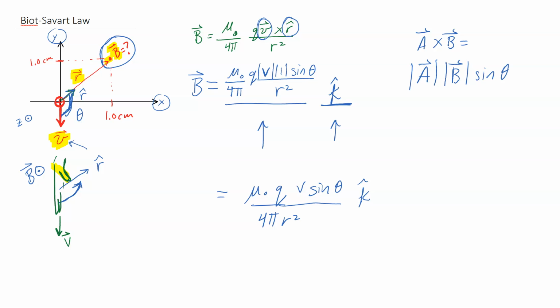Now to solve this problem, you would have to find a few things. You'd have to find the angle theta here as drawn in the image from the vertical up to that vector. You would have to find the length of the r vector there. You would have to be given the charge and the speed of the particle, and that's it. Everything else is constant. So that's how you use the Biot-Savart law to find the magnetic field near a moving charged particle.